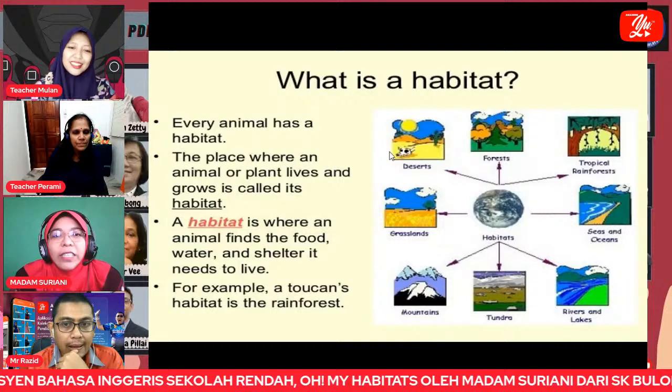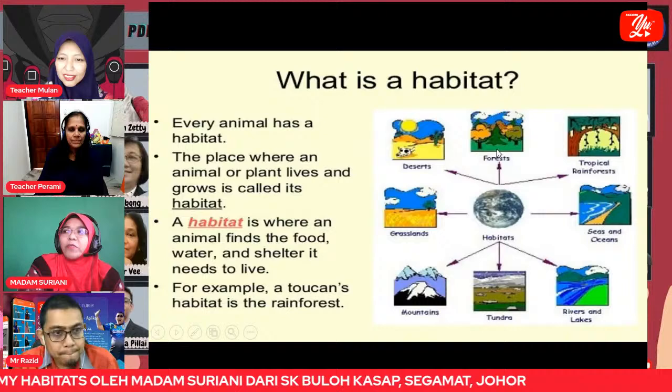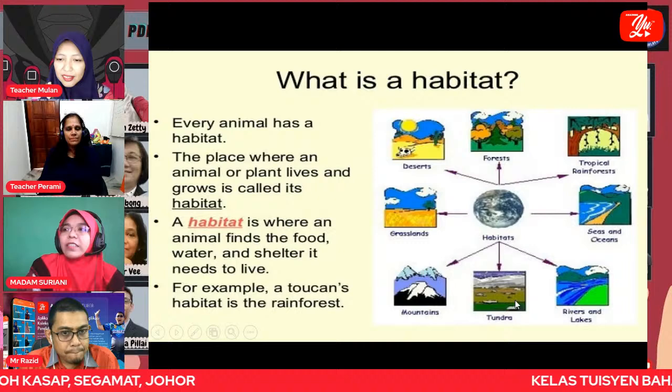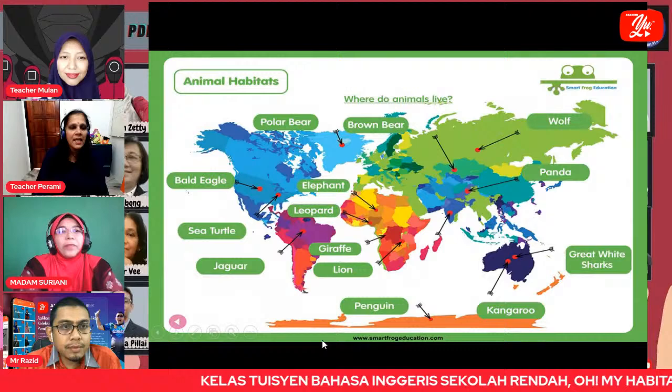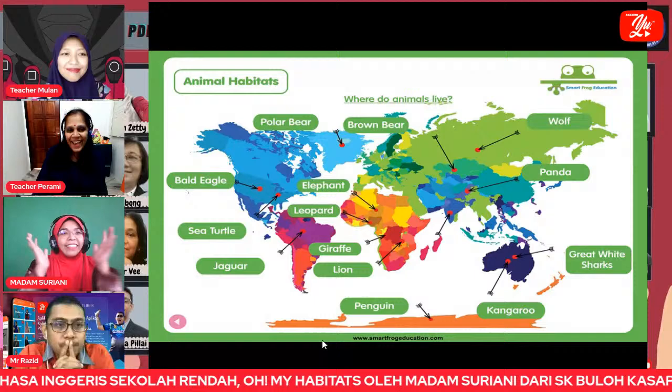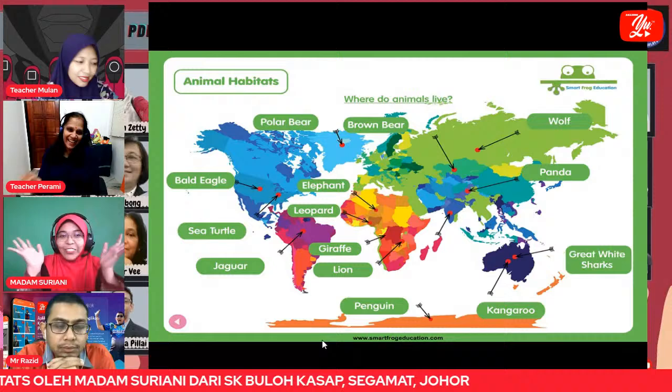We have desert, forest, tropical rainforest, sea and oceans, river and lakes, tundra, mountain and grassland. Madam Suriani, can you say the habitats are home for the animals? Yes, like home for animals. People have houses, animals have their places to stay, right?